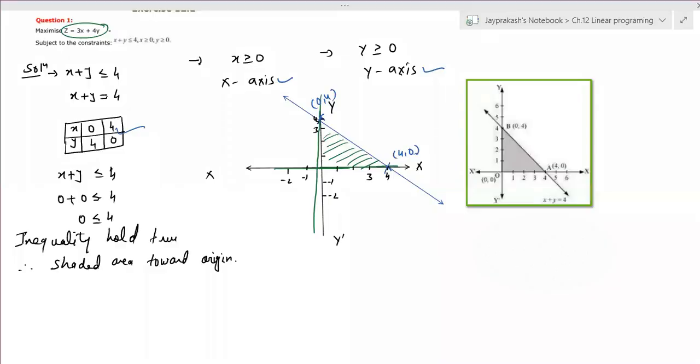Now to find the maximum Z, first we have to find the corners of the feasible area. Feasible area means bounded area. So we have this one as a bounded area. It has three corners. The first corner is the origin. Then the next corner is point A that we have taken, 4, 0. And this one is point B.